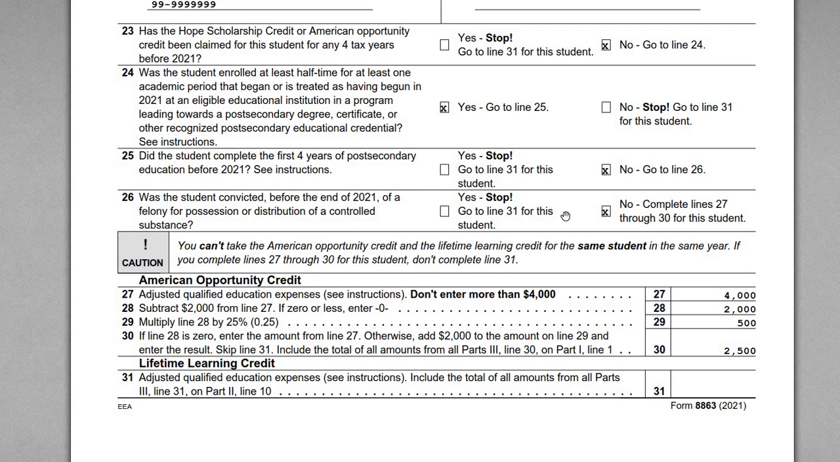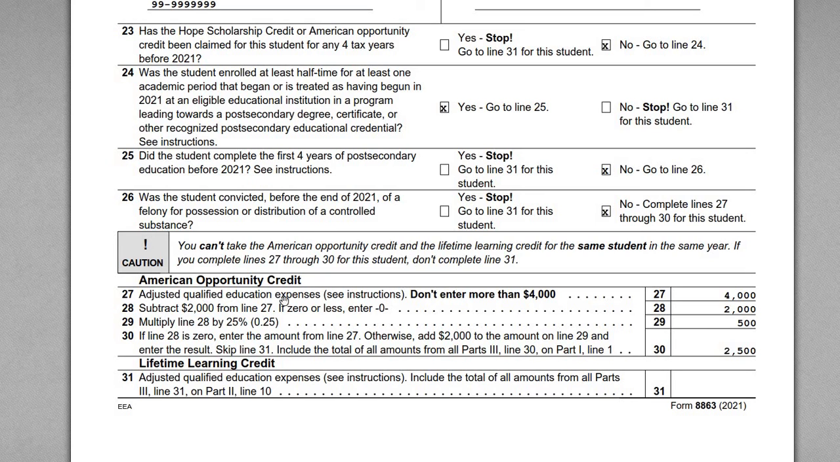And then in line 26, yes, this is an unfortunate limitation. If you've been convicted of a felony for possession or distribution of controlled substances, you have effectively opted yourself out of this credit opportunity, even though you might be following all the other rules, right? This is just one of the limitations of if you have a criminal record and it's a felony conviction.